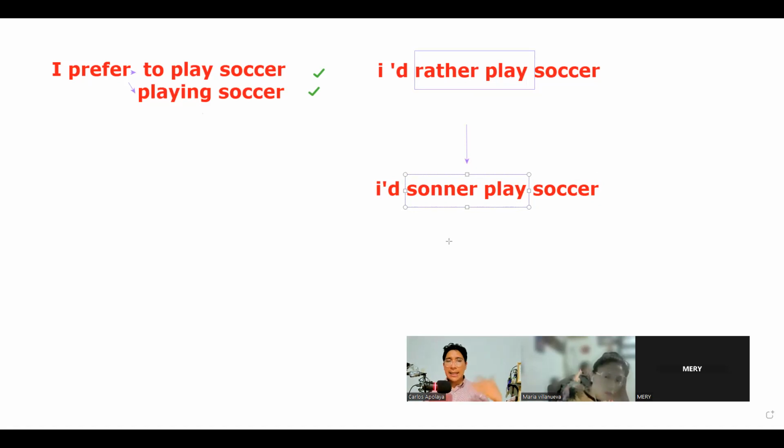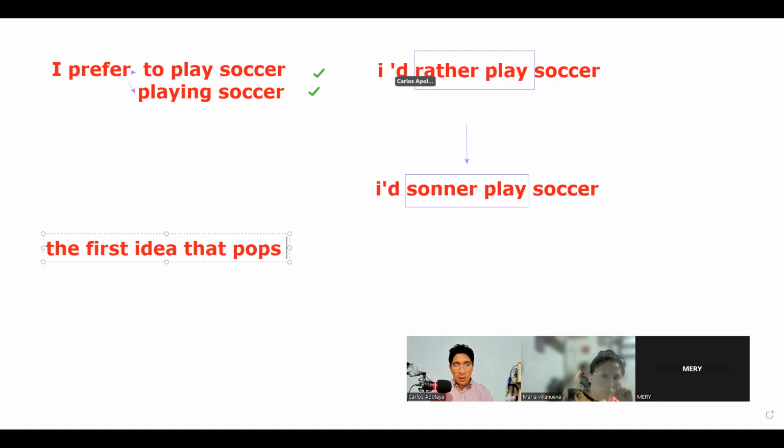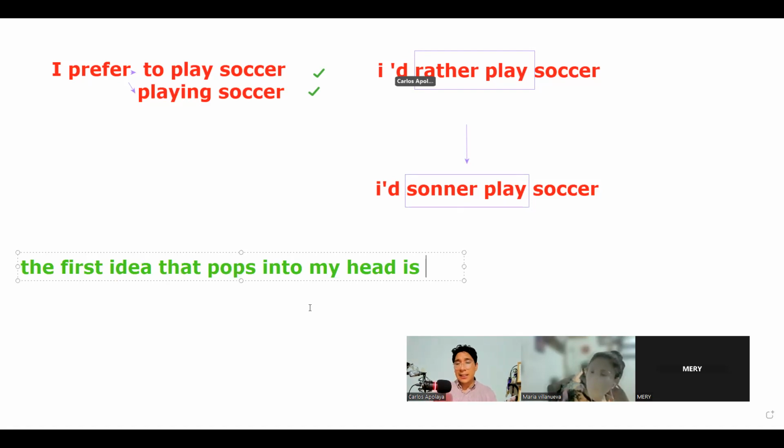Esta es la primera parte. I prefer, I'd sooner. ¿Qué más? Quiero que inicien con expresiones como, por ejemplo, focus on this. El día de ayer aprendimos una expresión, hoy es la segunda, que es, well, the first idea that pops into my head. ¿Qué significa the first idea that pops into my head? Lo primero que se me viene a la cabeza.